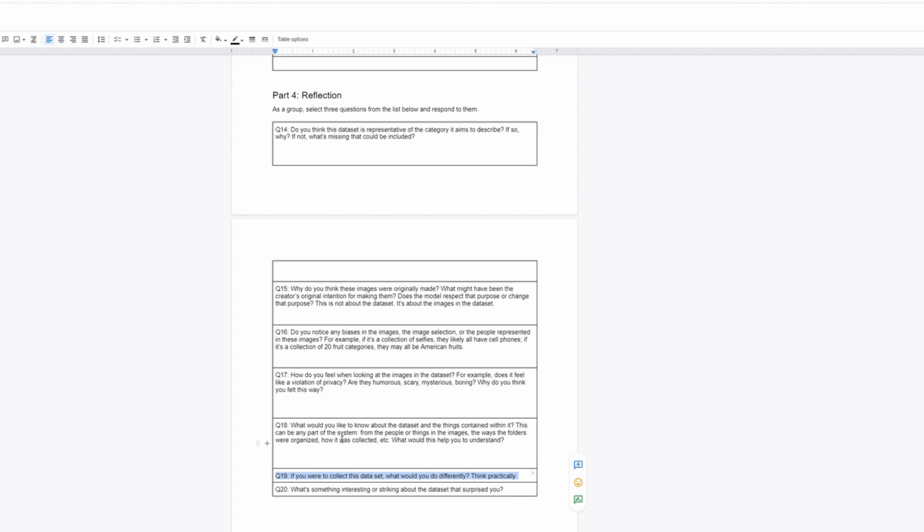So if you were to collect this data set, what would you do differently? How would you collect it differently? How would you organize it differently? Where would you get the information from? Just what would you do? And finally, we already covered it, but what's something interesting or striking about the data set that surprised you? Maybe it's something you didn't expect.